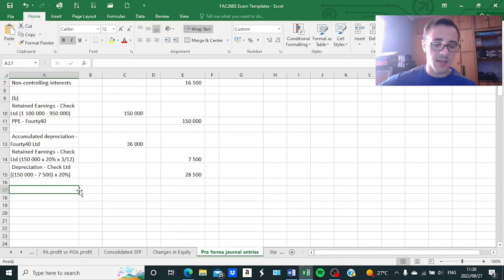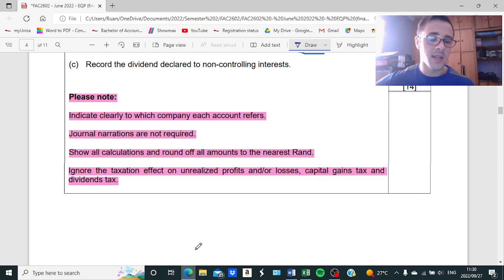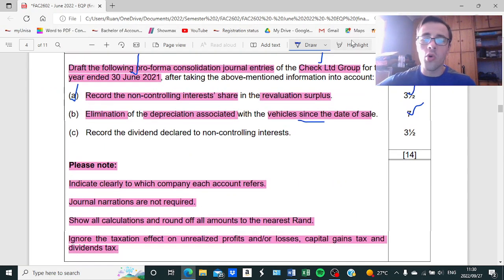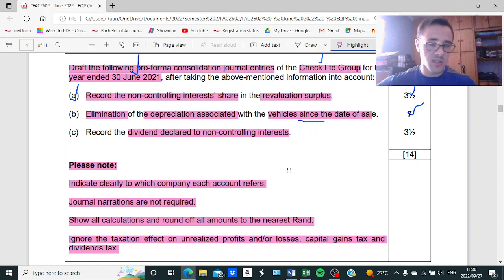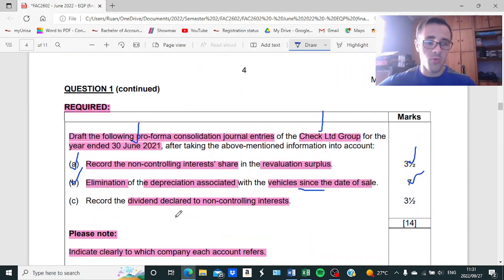Then for number C, what are we required to give for journal entry C? For number C, we are required to record the dividend declared to non-controlling interests, for 3.5 marks. So we are done with A, done with B. So we need to record the dividend declared to non-controlling interests.